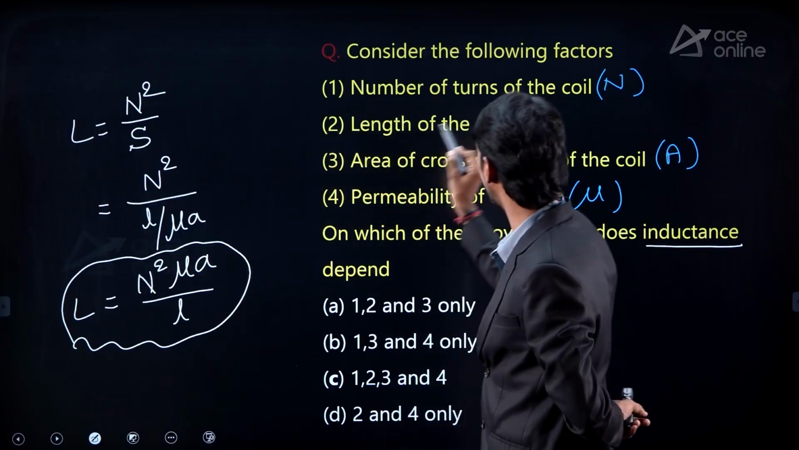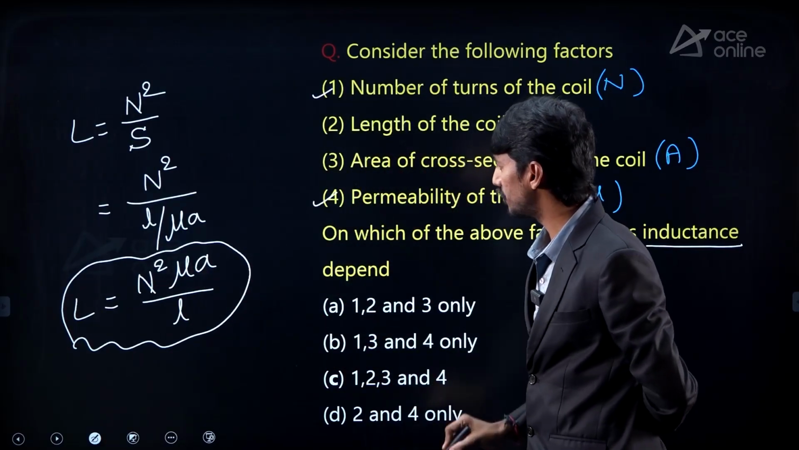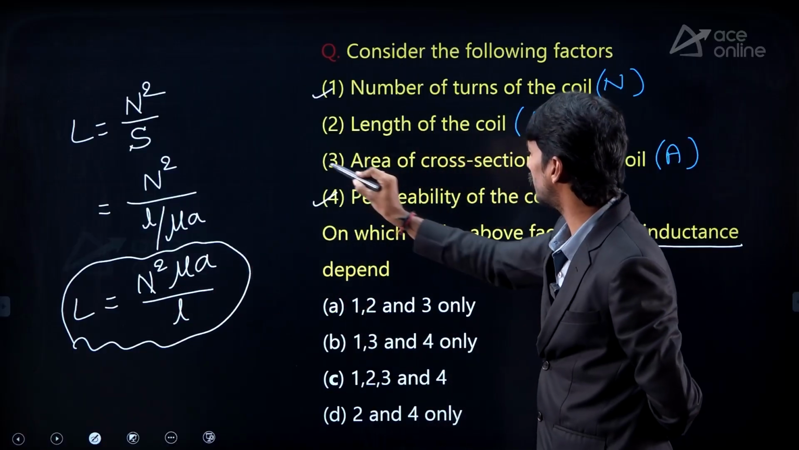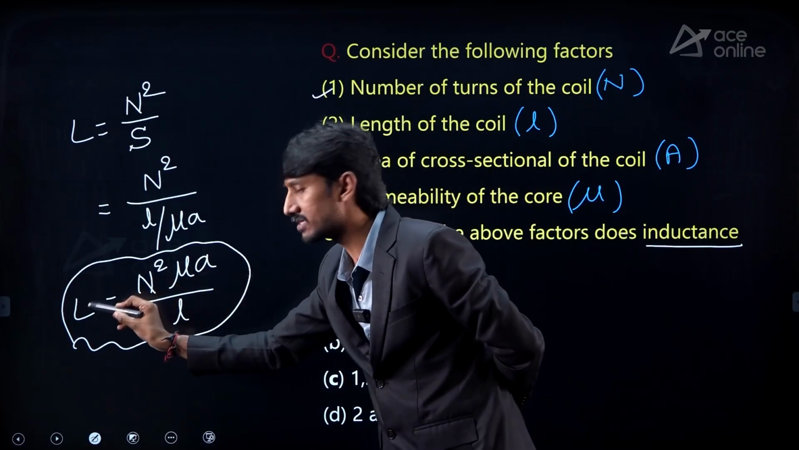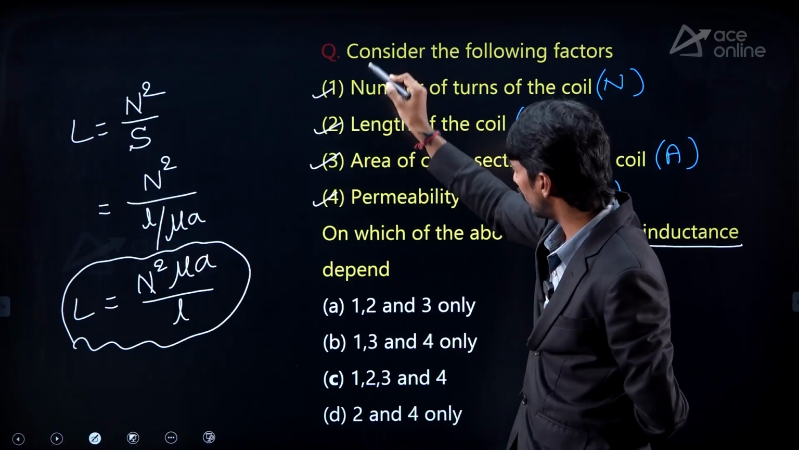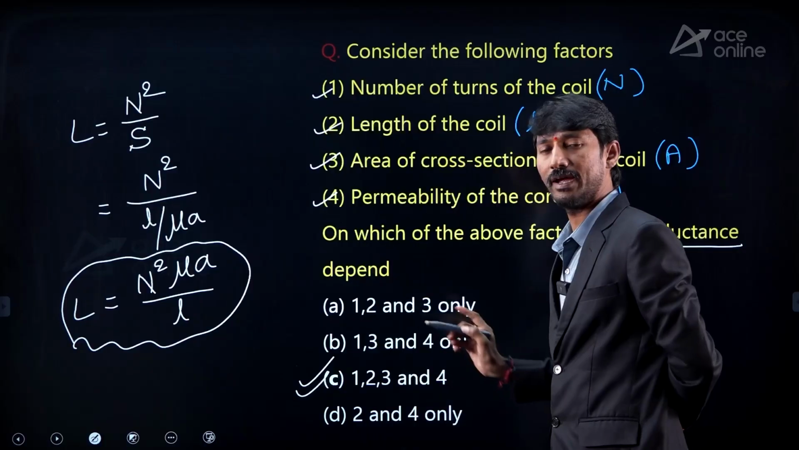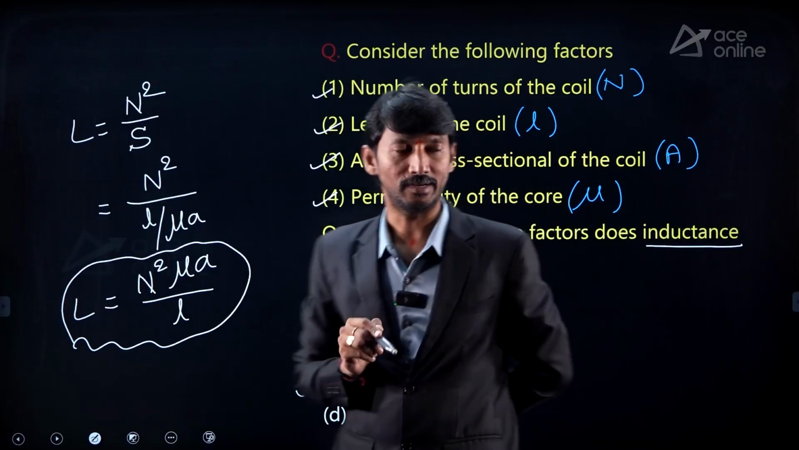L depends on number of turns, correct? L depends on permeability, correct? L depends on area of cross section, correct? Inductance depends on length, correct? So the inductance depends on all the four. Therefore, the answer is 1, 2, 3 and 4. Clear? Right. Next question.